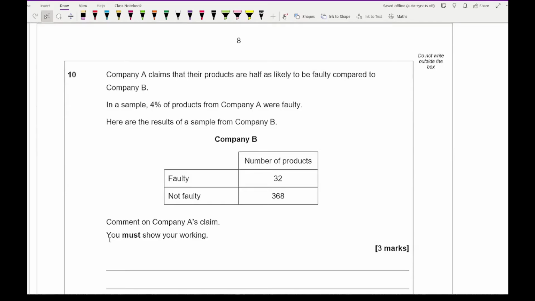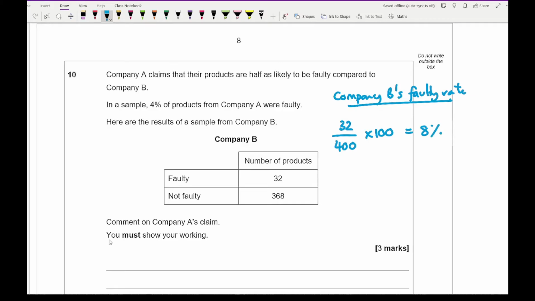In a sample, 4% of the products from company A were faulty. Here are the results of a sample from company B. And the question is asking us to comment on company A's claim, and we must show our working out. So for this, what we want to work out is company B's faulty rate. So looking at this, we've got 32 over a total of 400, and we multiply that by 100, and we get an answer of 8%.